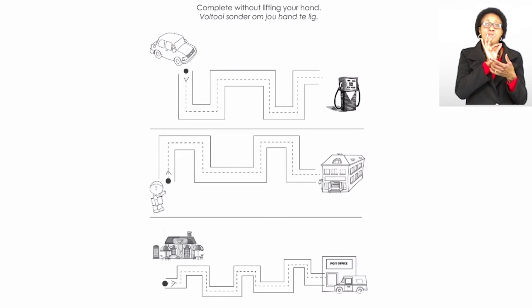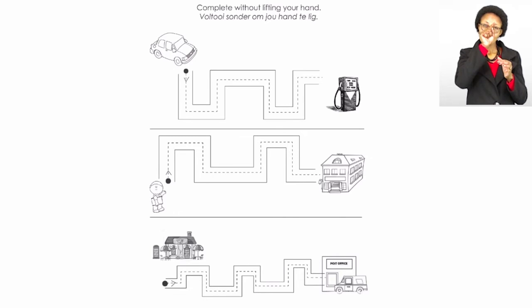On page 19, you can see that we are going to be using our finger to trace without lifting our hand. The first picture we can see is of a car. And that car has no fuel. So it needs to get to the fuel station. You're going to help the car find its way to the fuel station using your finger. So you are going to start on the dot, and I want you to trace with your finger.